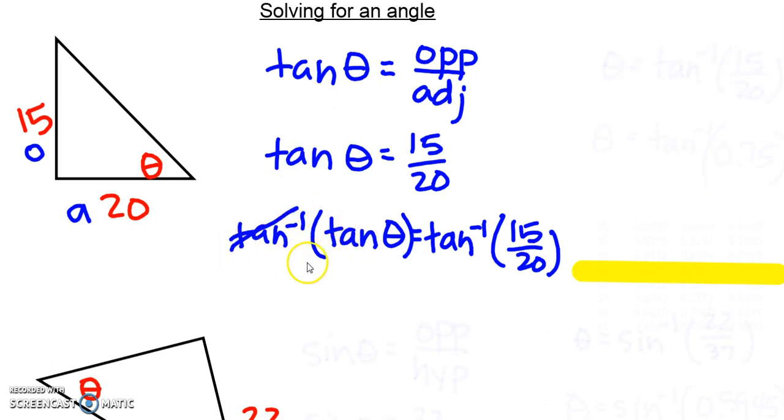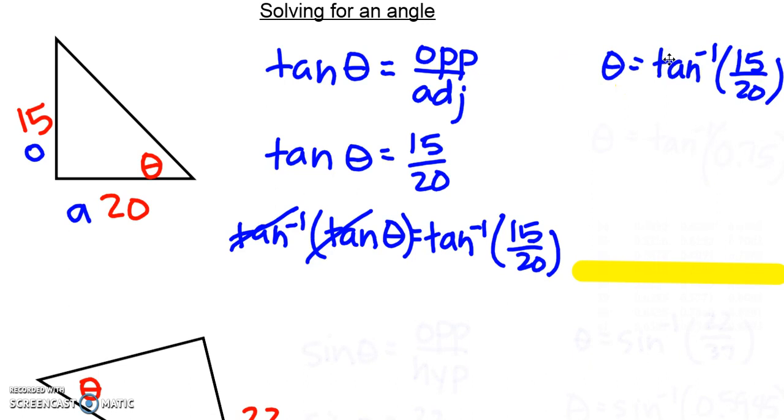So what happens here is we can basically cross these off. I'm just left with theta, and on the other side I'm taking the tangent inverse of 15 over 20. So theta is equal to the tangent inverse of 15 over 20. Basically we're going to take that ratio and trace it back to the angle that it goes with. In our trig table, everything is in decimal form, so I'm going to take 15 over 20, put it in the calculator and get the decimal version. Now I've rewritten this equation, but instead of 15 over 20, I have 0.75.